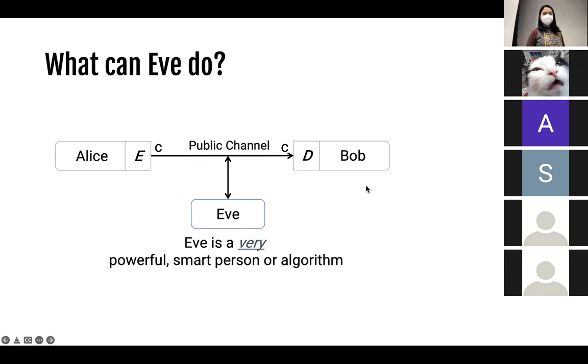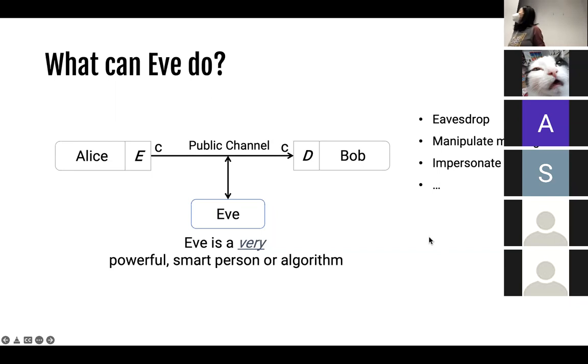Okay, so now the question is, what can Eve, like Tim, right? In this case, it's Tim. What can Eve do, right? So we're in our, we call it threat model. In a crypto system, we assume that Eve can be pretty powerful. It can be people like Tim. It can be a smart algorithm that can get that information and use computer power to decrypt those messages.